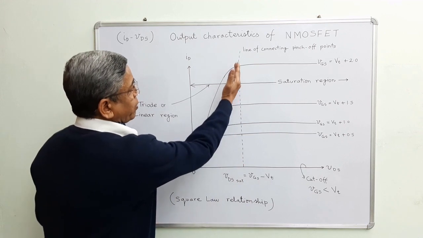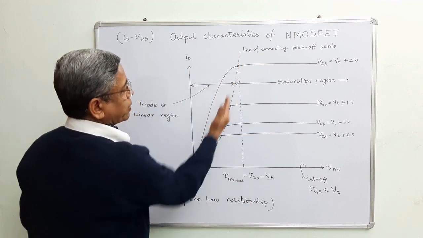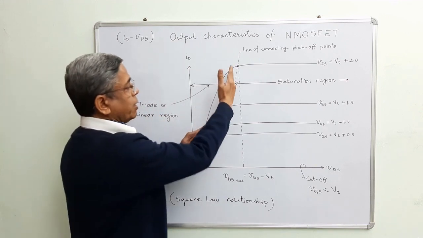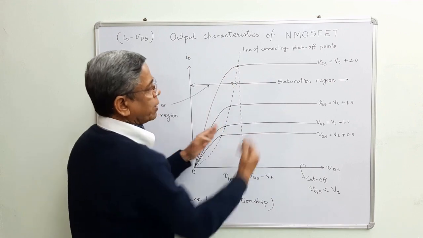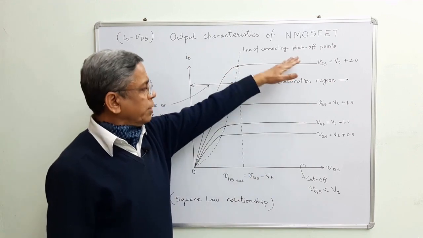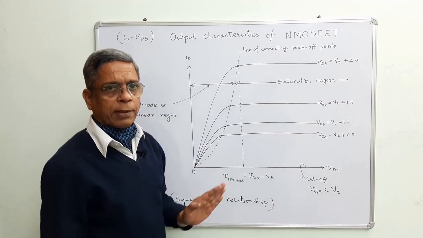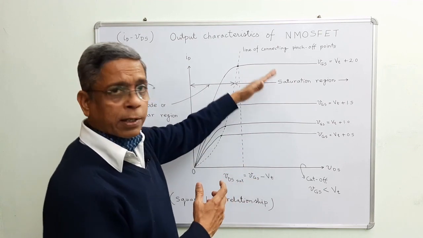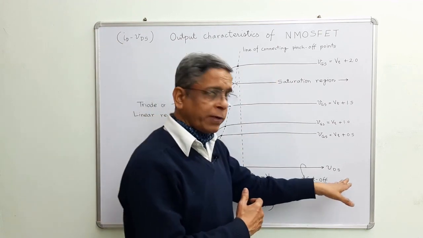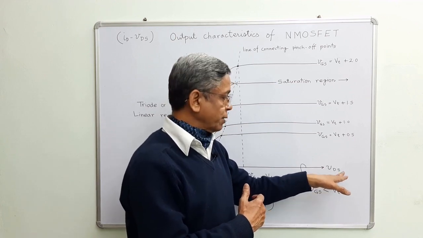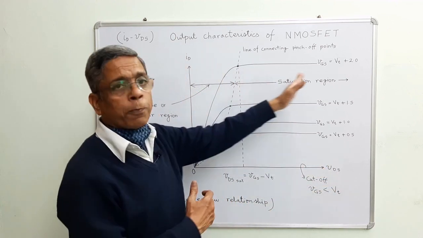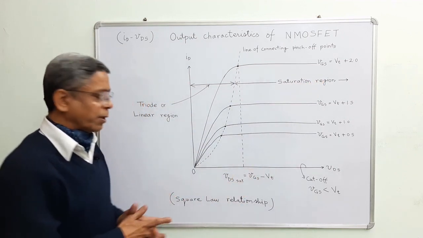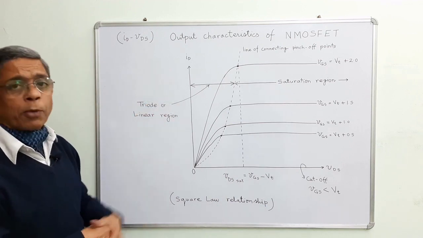On the left side of this curve, this region is called the triode or linear region. On the right side, beyond this curve, it's called the saturation region. Almost these are parallel to the x-axis, indicating the output resistance of the device is infinite. That's why there is no current increment with the increment in VDS. It's not controlling current beyond the pinch-off point, which I'll explain in great detail. And this is the overall picture of the output characteristic for MOSFET.